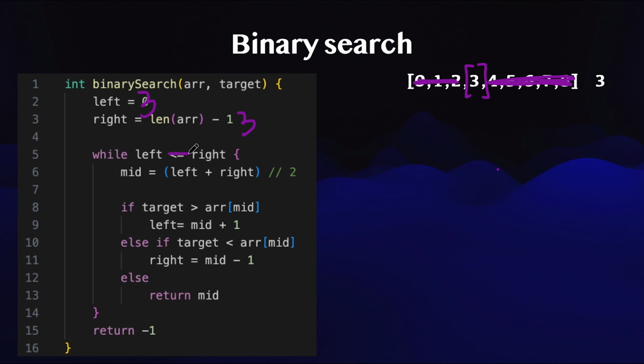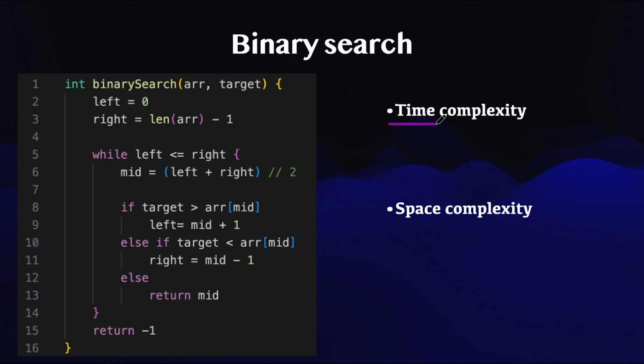We compare them, they are the same. So we have the new mid, 3 plus 3 divided by 2. It also gives us 3. So it's not bigger, it's not smaller, it is the same. So we now can return the element, we found it, and we return mid, which gives us 3. So in this example, the binary search algorithm successfully finds the target value 3 and returns its index, which is also 3.